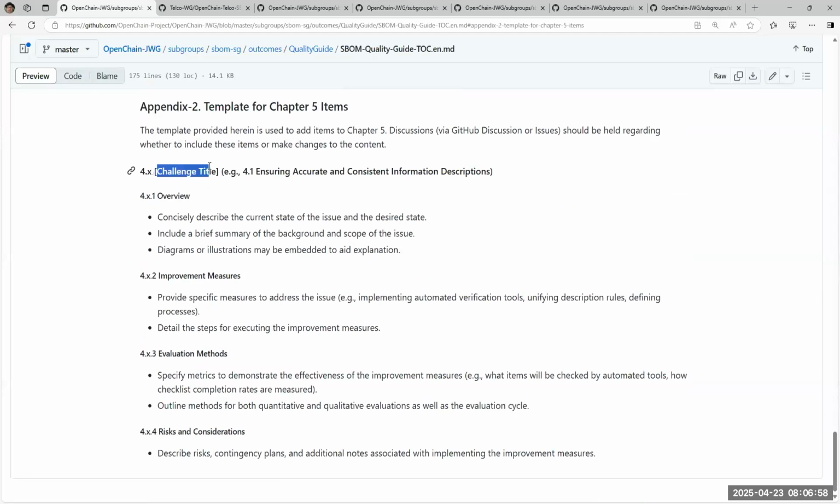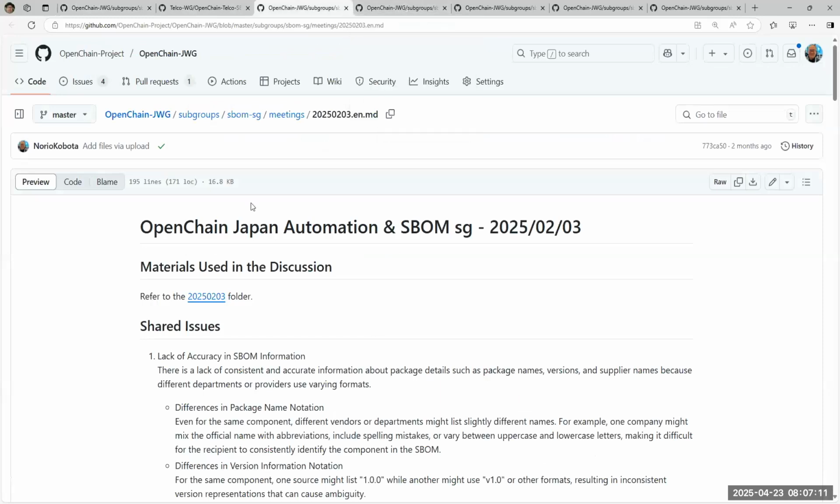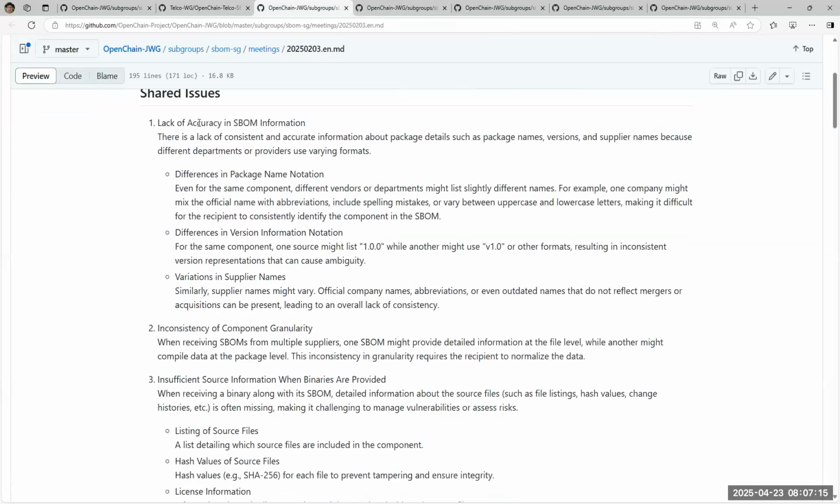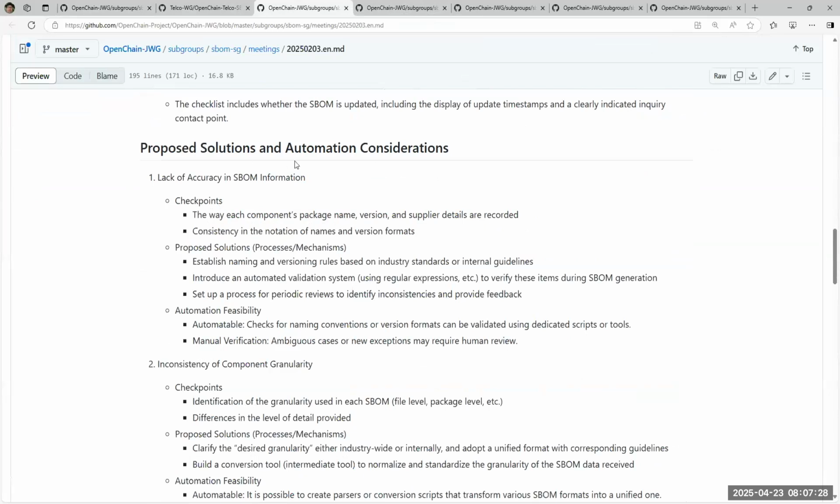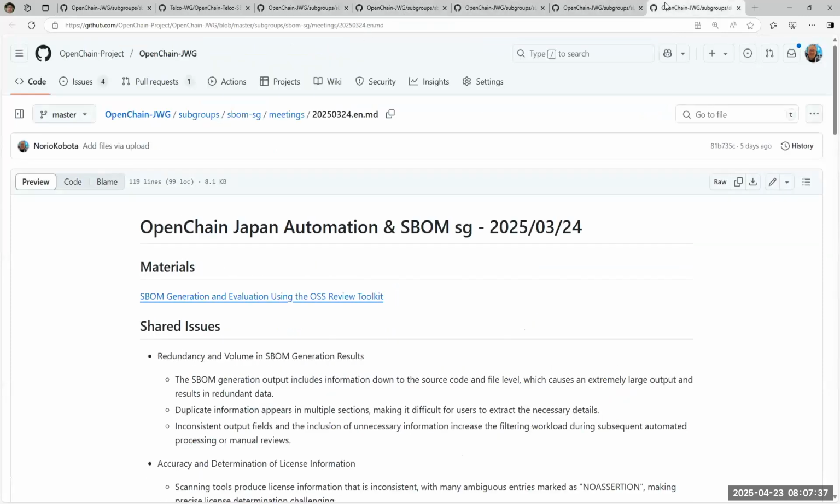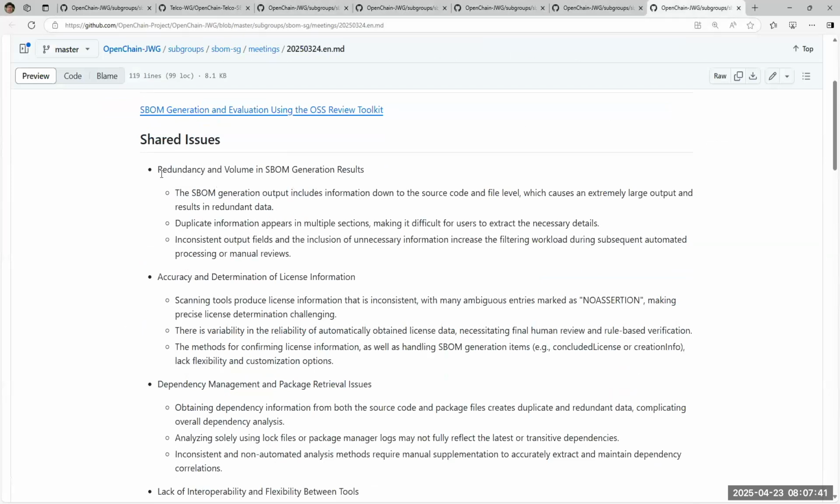The chapter title is the challenge title, for example, ensuring accurate and consistent information descriptions. This challenge is already translated in English, and you can refer to the materials, but some materials are written in Japanese, so I summarized them in English. They share the issues, proposed solutions, and automation considerations about each issue. We had the fifth time to discuss, so you can check several issues. We believe this was just discussed within Japanese communities, but these issues are similar all over the world. Companies and individuals will have similar issues, we think.